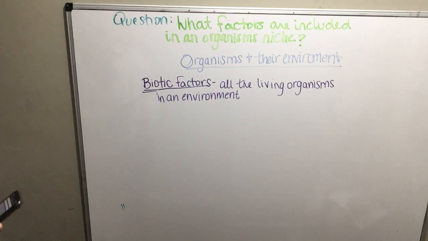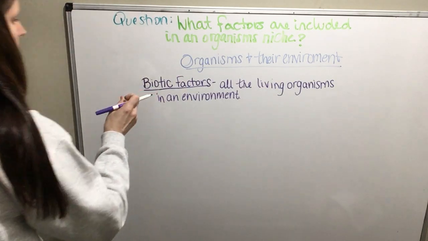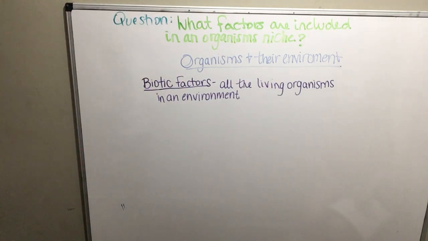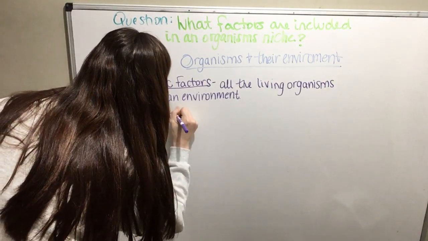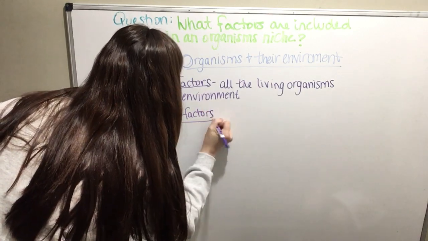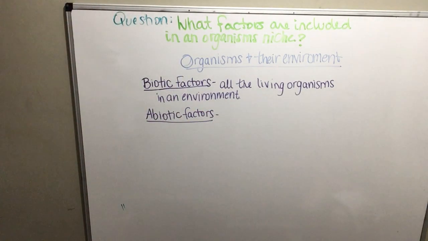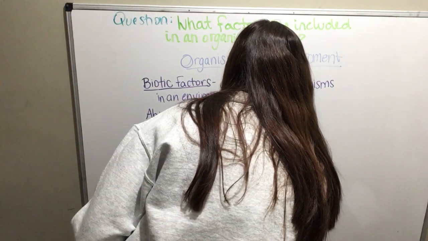So then what would be the opposite of biotic factors? Lily, how would you say not living? Abiotic. Abiotic. Good. Abiotic factors. So abiotic factors are the non-living parts of the environment.